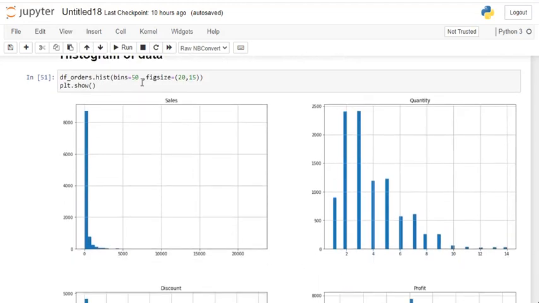Here the bins mean intervals, 50 intervals have been taken, and this is the sales data. Quantity data: the maximum in the quantity data is 14, 0 1 2 3 4 5 6 and up to 14. The number of quantity ordered that is 2 is more, and the number of quantity ordered that is 14 is very less. Likewise, that is visualized by using this histogram.